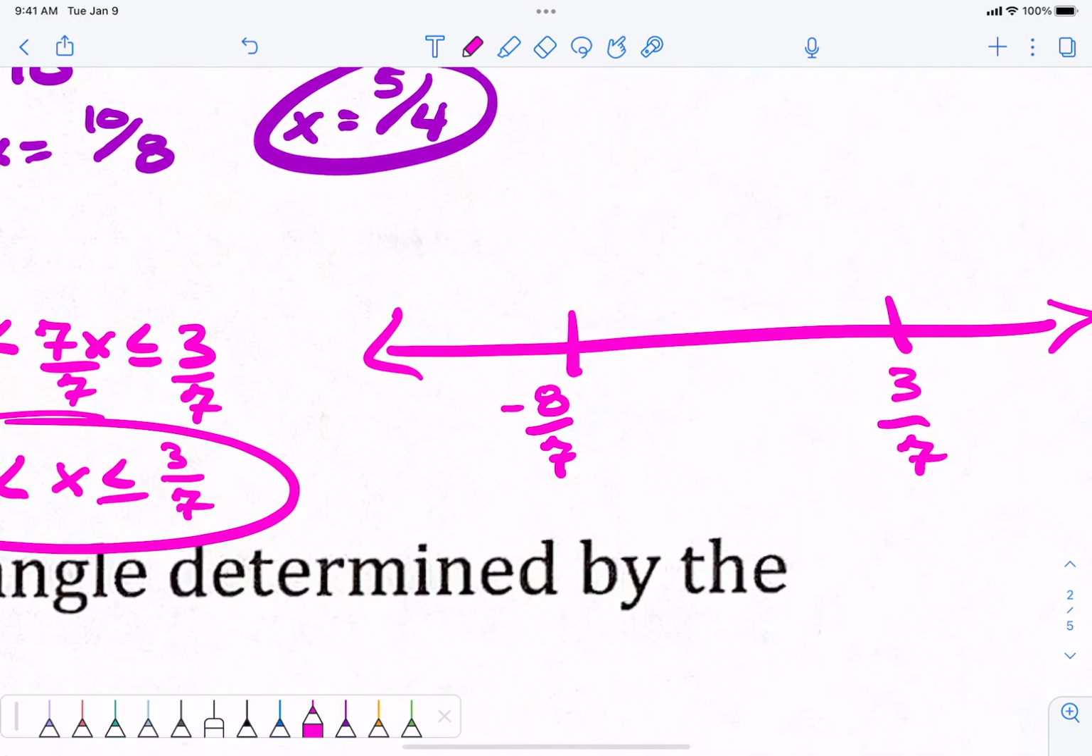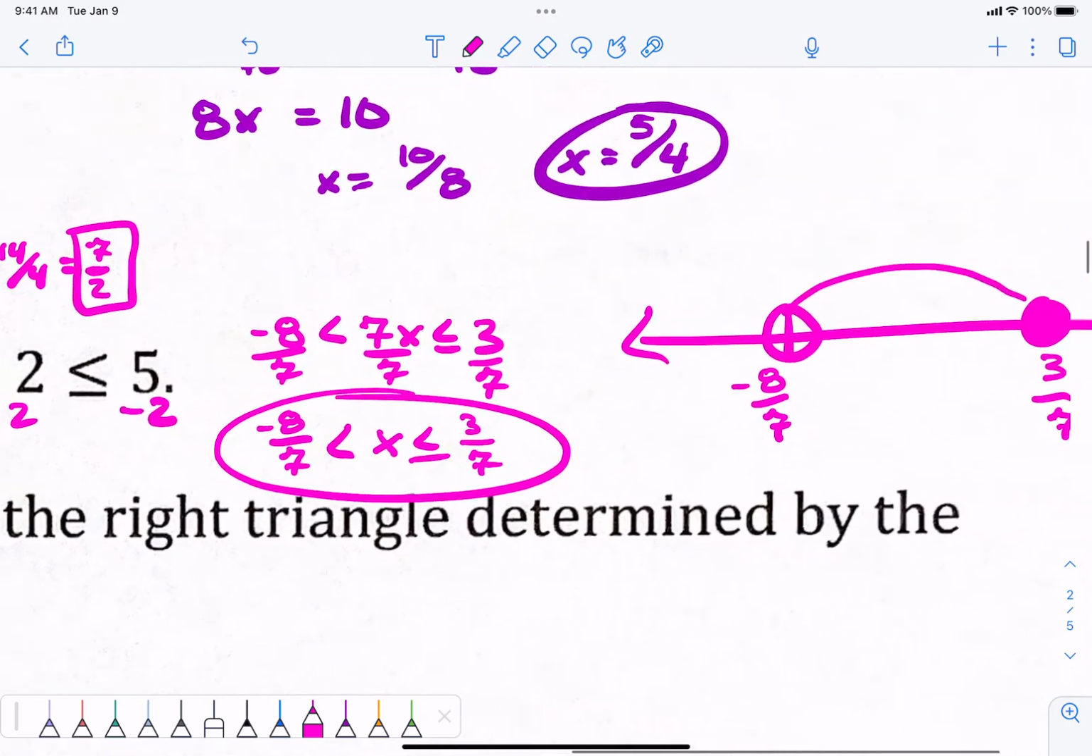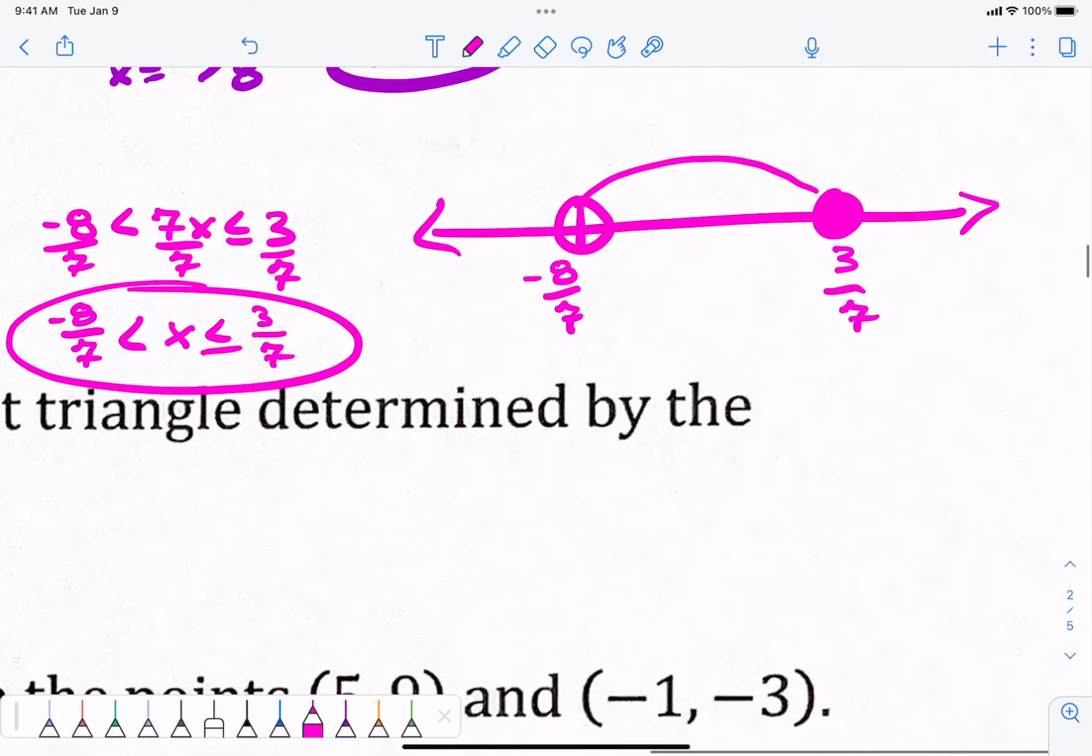So negative 8 over 7 and 3 over 7, those are our 2 points. We're going to set them like that. Open circle, closed circle. And are they connected or separate? Connected. So that's saying any number that lives in between those two numbers will work in this equation right here. I can plug it in and it will be okay. Why is this one open? Because it's less than and not equal to. You see how one of them is less than and then the other one's less than or equal to? Equal to means closed circle. Less than just means open circle, okay?